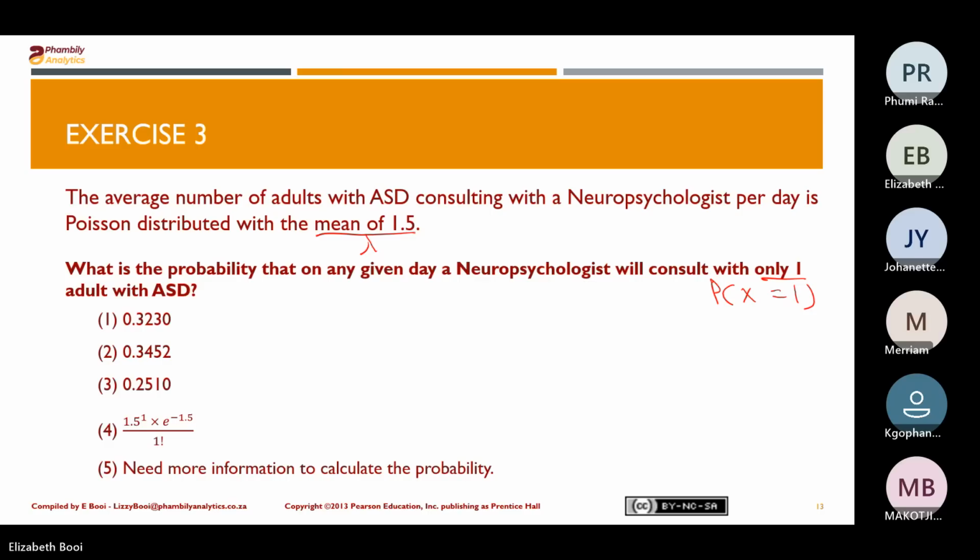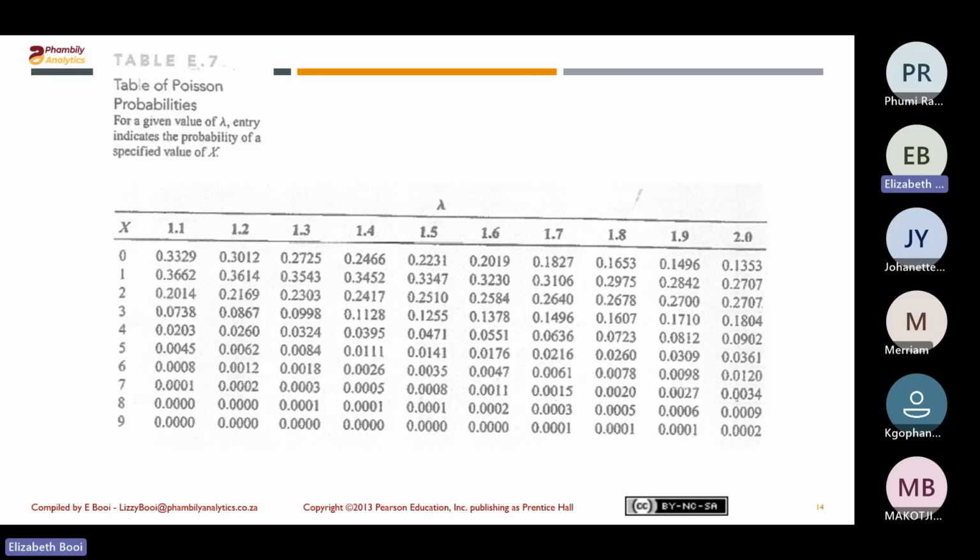So let's say we're going to jump straight in and use the table. We're going to go to the lambda table where lambda is 1.5, and we need to find the probability of x equals 1. Where they both meet, at that point, will be our answer. Can you see that? It is 0.3347.